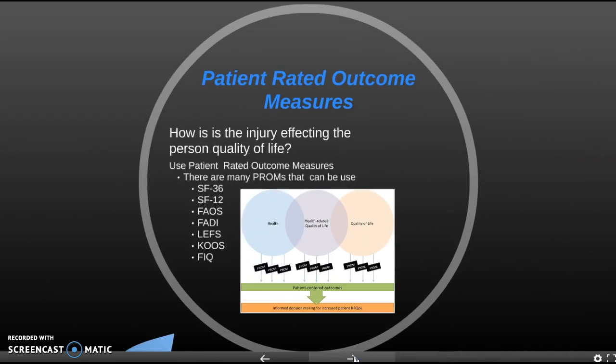A pretty good hot topic is patient-rated outcome measures. And I found there's quite a bit of research out there of what it is. Some of the ones that I found that I could possibly use are the SF36, SF12, FAOS, FADI, and the list could go on.